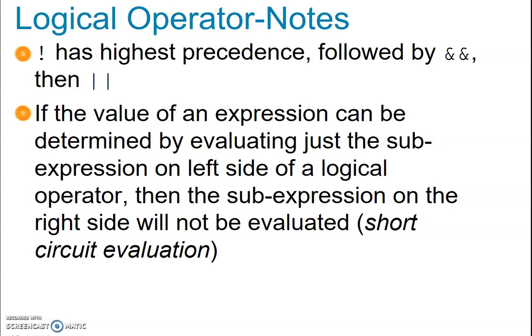So the logical operator, the not, has highest precedence, followed by the and then the or. And we talked about that in order of operation. Okay, if the value of an expression can be determined by evaluating just the sub-expression on the left side of the logical operator, then the sub-expression on the right side will not be evaluated. That was the idea of the short circuit. Okay, that if the first test is true for the or, it will not test the second side. If it's false for an and, it will not test the second side. It's just going to short circuit.